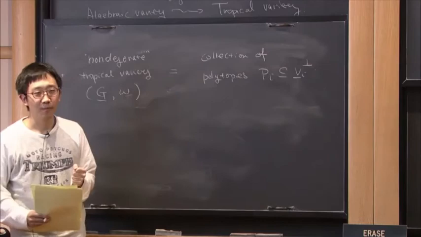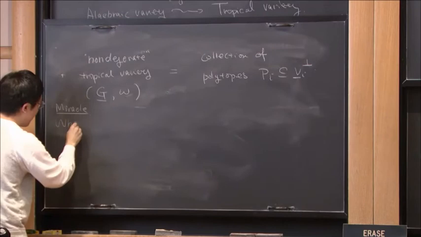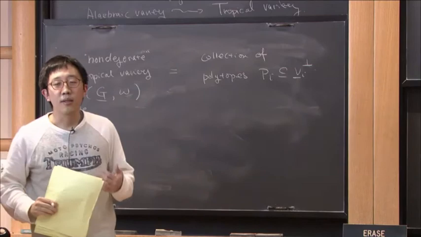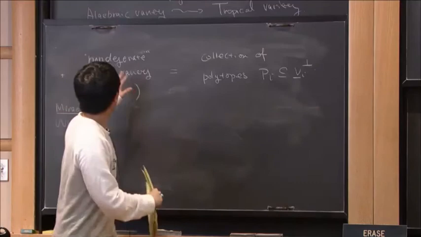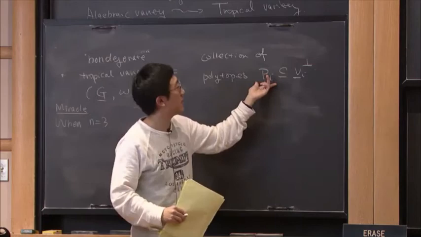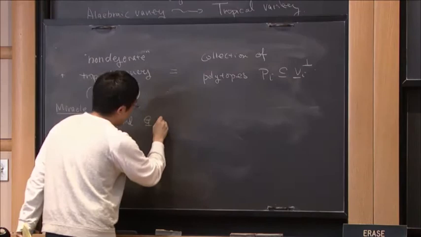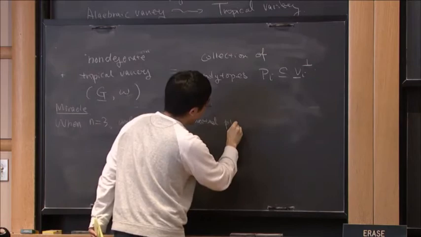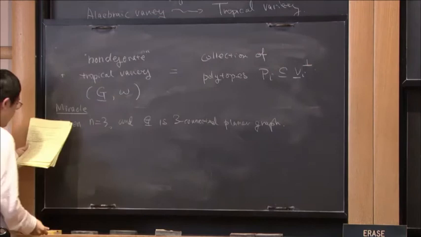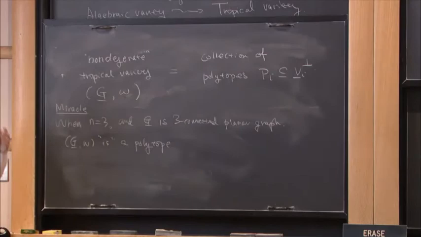except in dimension 3. So here is a little miracle that I think everyone should know. When n equals 3, there is no obstruction to this patching problem. So if you're given a tropical variety which is non-degenerate in a suitable sense, then it is always a polytope. All these polytopes produced in the normal space patch together to form a single thing. So the statement is: a 3-connected planar graph is a polytope.